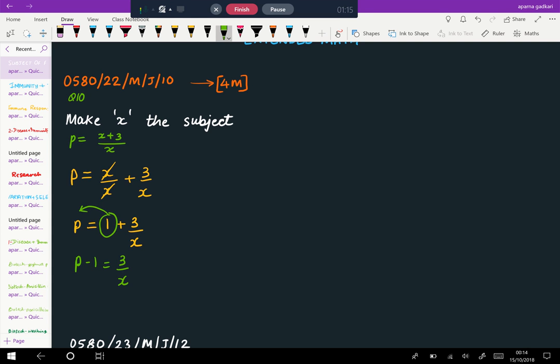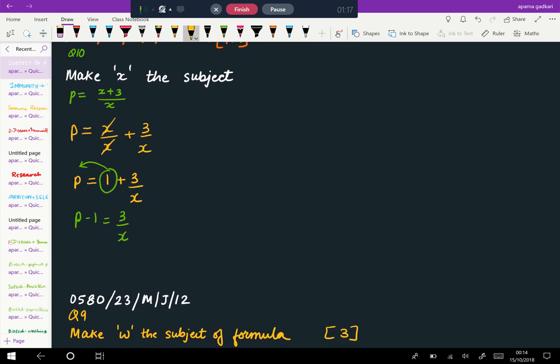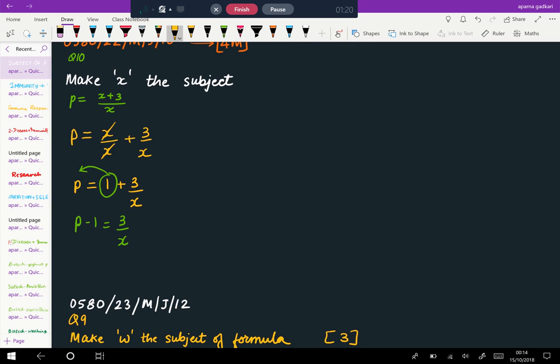Again, you're wanting x as your subject. So what you're going to do, you're going to push this x from the denominator into the numerator here. And this entire p minus 1 from the numerator, you're going to bring it into the denominator. So therefore, rewriting this, we get x equals 3 divided by p minus 1. So this is your answer for the first question.